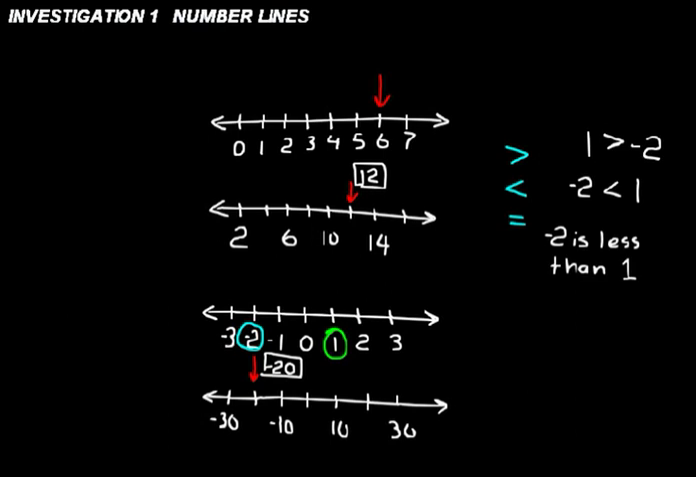We might even want to use words to describe that, and we could just write it like I have there, putting it in quotations right now. "Negative 2 is less than 1." That's another way to write that.